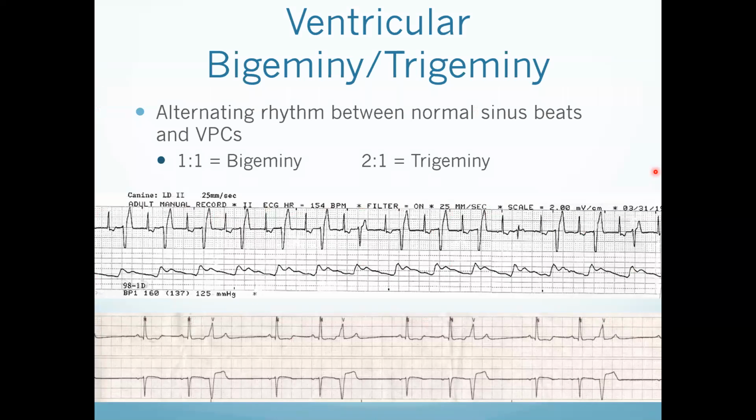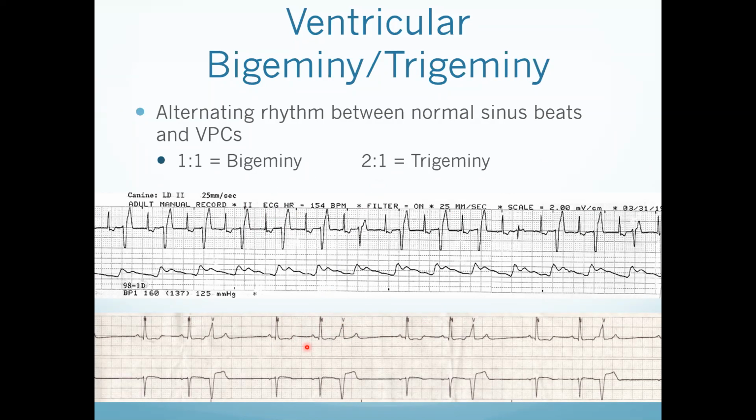And so we can have bigeminy or we can have trigeminy, and that's simply an alternating rhythm between sinus beats and ventricular ectopic beats. Usually they're premature. And again, if it's a one-to-one from sinus to ectopic, then we're going to call it bigeminy. And if it's 2-to-1, we're going to call it trigeminy. So we'll have 2 normal beats for every abnormal beat will be trigeminy.